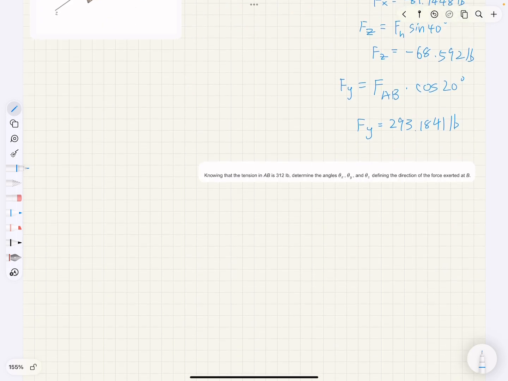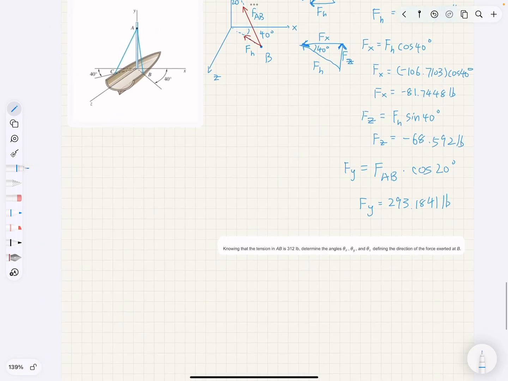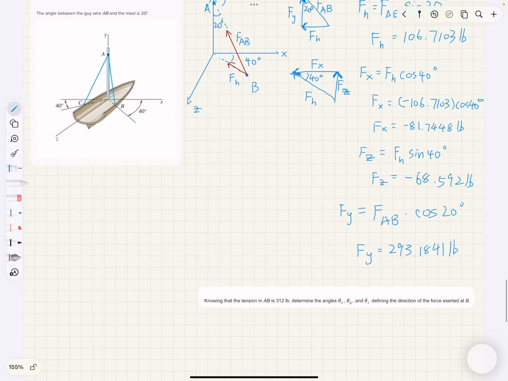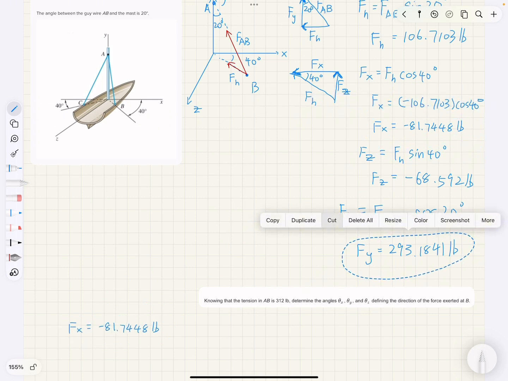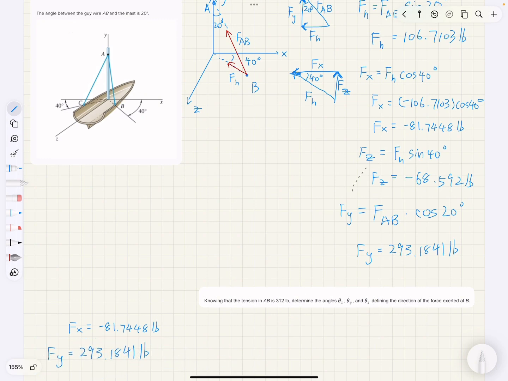And move to the next part. We are solving for delta x, delta y, and delta z. So we have, let's bring it here, fx, fy, and fz.